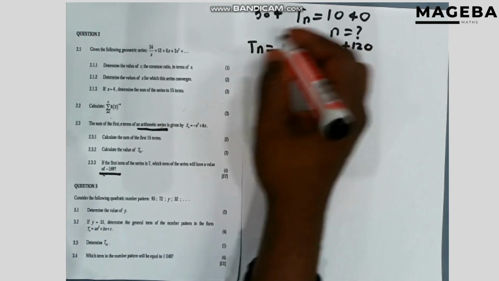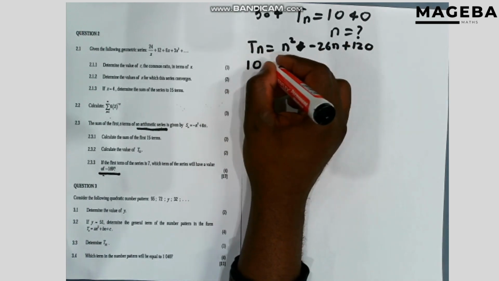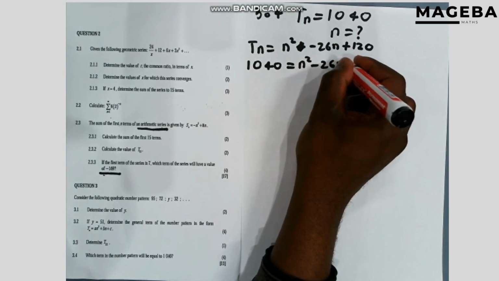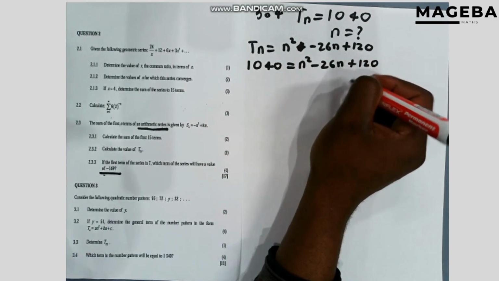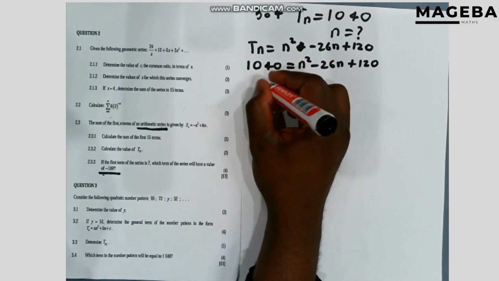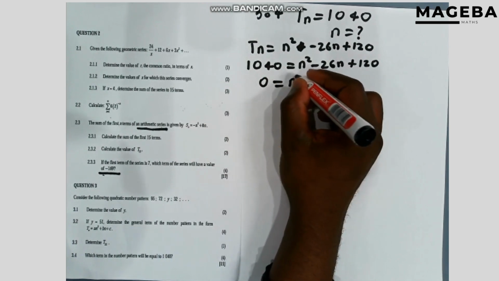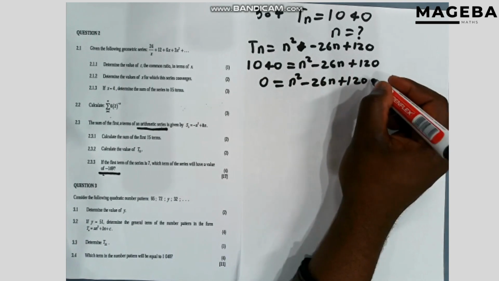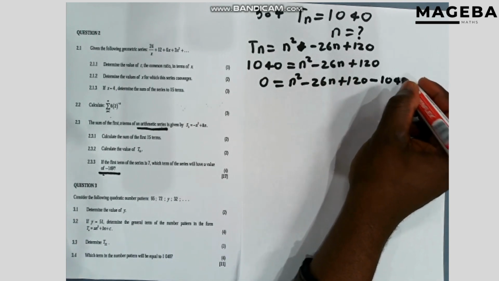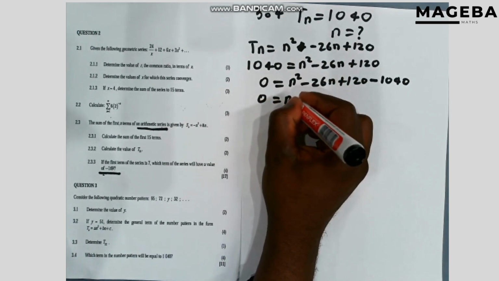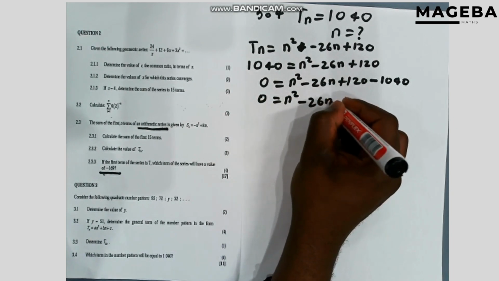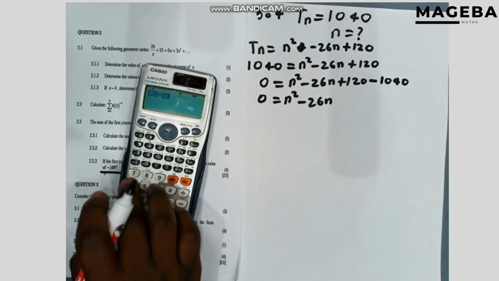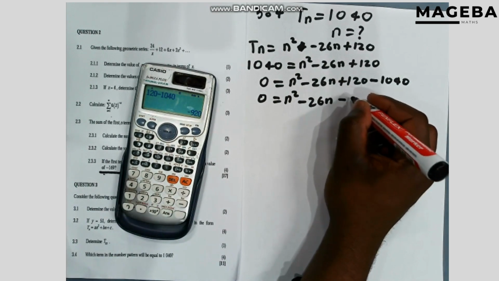We're looking for n. We do have the Tn, so it's 1040 equals to n squared minus 26n plus 120. Take this one to the other side, we're left with 0 this side, so it's n squared minus 26n plus 120, then minus 1040. When it's 0, then it's n squared, then minus 26n, then 120 minus this one, we are left with negative 920.